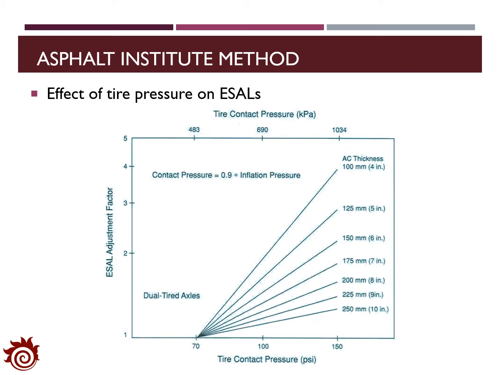The tire pressure of the trucks also affects the estimation of ESAL. We need to apply the ESAL adjustment factor with consideration of the tire contact pressure. Usually the contact pressure equals 90% of the inflation pressure. With a higher tire contact pressure, the ESAL adjustment factor will be larger. Also, if the thickness of the asphalt layer is smaller, then we should apply a higher adjustment factor with respect to the tire contact pressure.